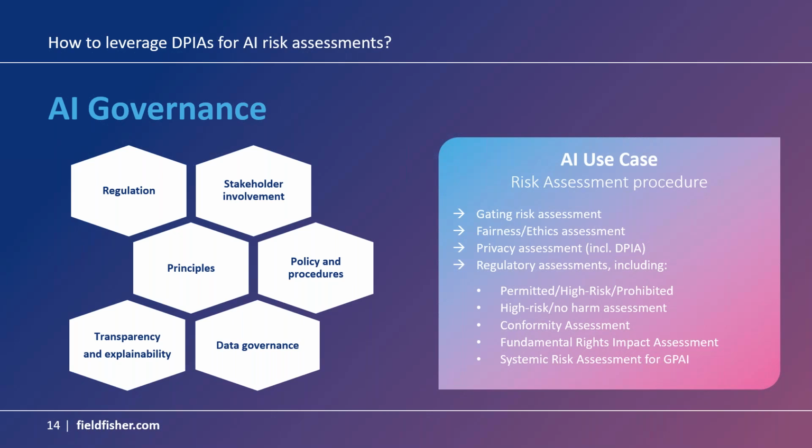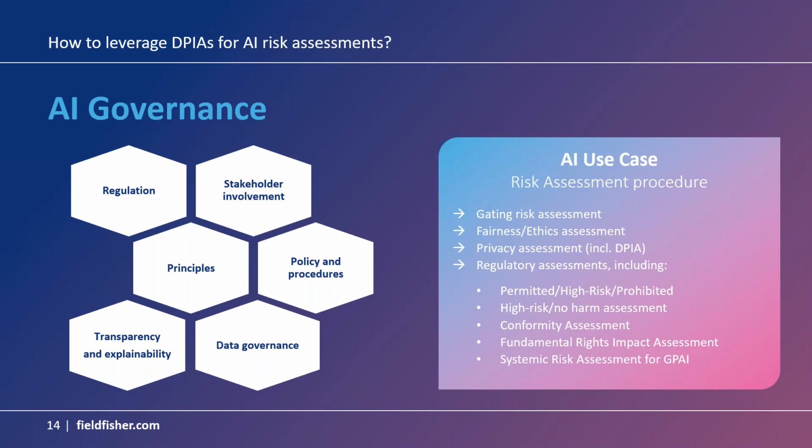The third type of risk assessment is a privacy and security risk assessment, so including DPIAs. And these are risk assessments to ensure that individuals' privacy is protected and that personal data is processed in a compliant way. And the final type of assessments that I wanted to mention are regulatory assessments, including those required under the EU AI Act, which I will cover in the next few slides.